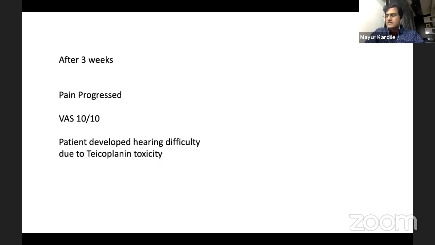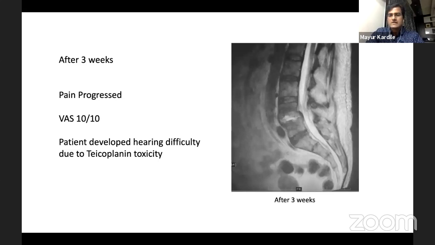After 3 weeks, her pain progressed to a much bigger extent and she was not even able to move in bed. She had developed hearing difficulty because of teicoplanin toxicity. They insisted I get another MRI, and now this was the picture. So, a lytic listhesis with an infected disc.